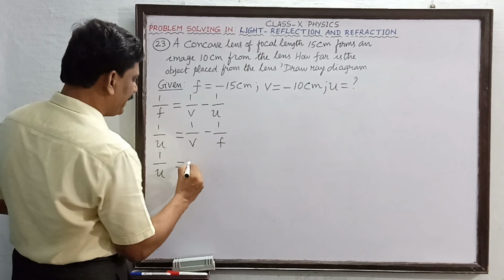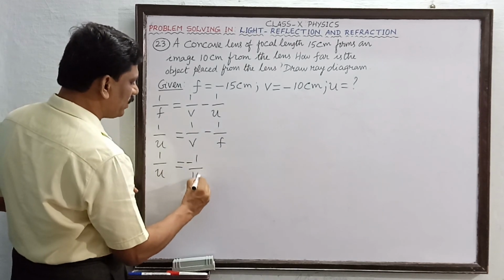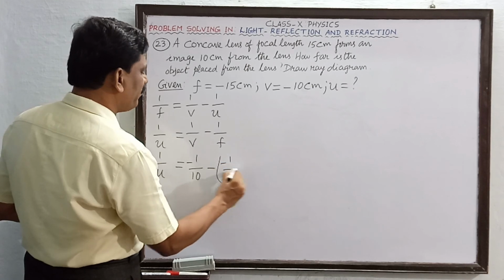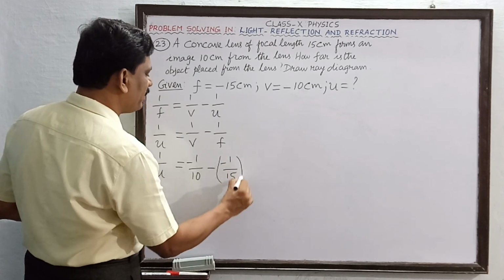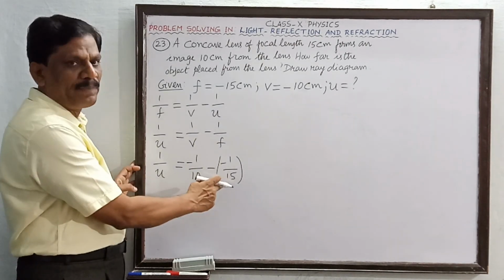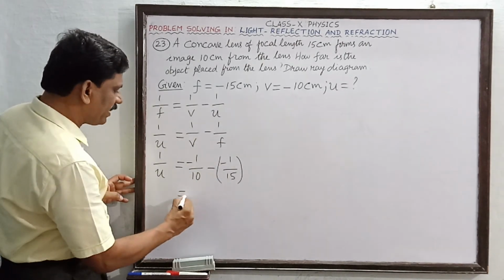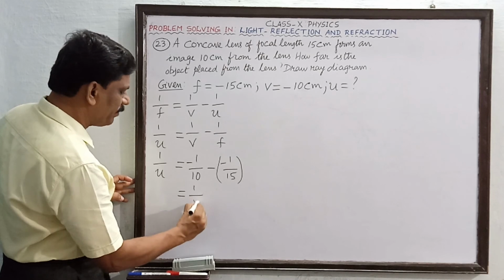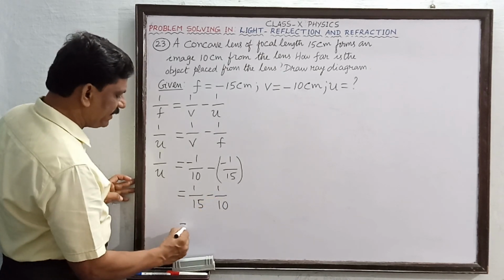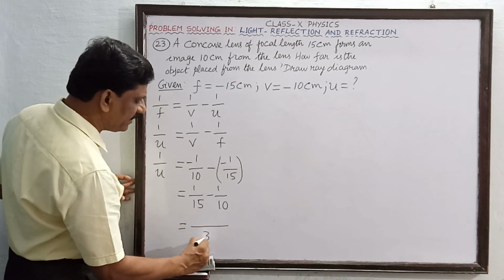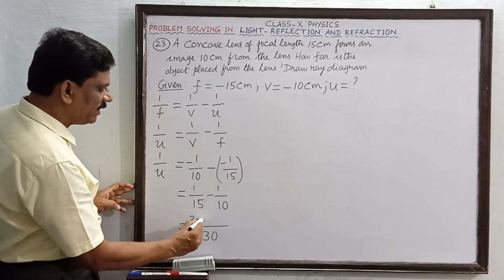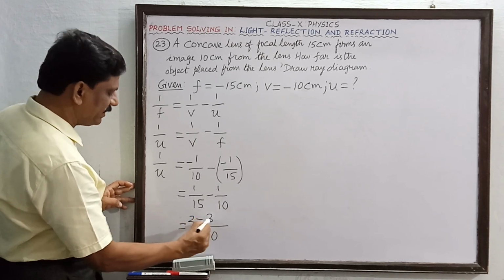So this is minus 1 by 10 minus of minus 1 by 15. Okay, students, so this minus of minus will become plus. So the positive I will write first. So this will become what? 1 by 15 minus 1 by 10. So the LCM here is 30. Okay. So 15 2s are 30, minus 3 10s are 30.